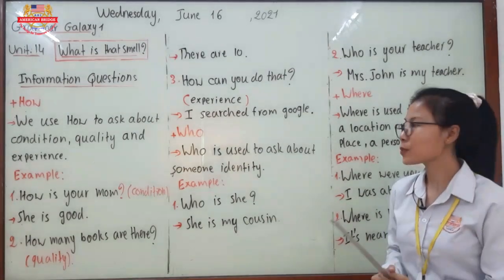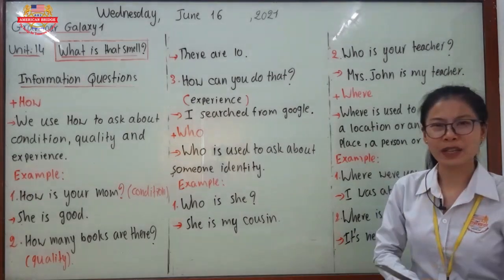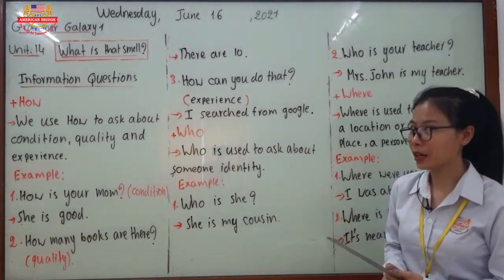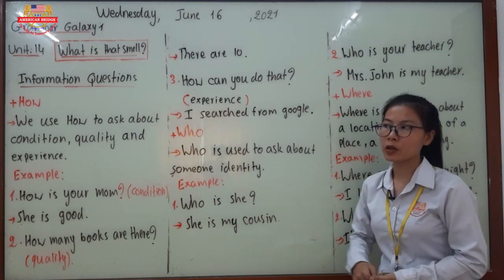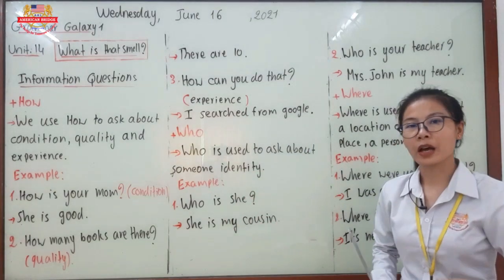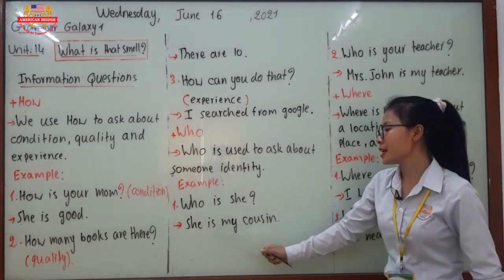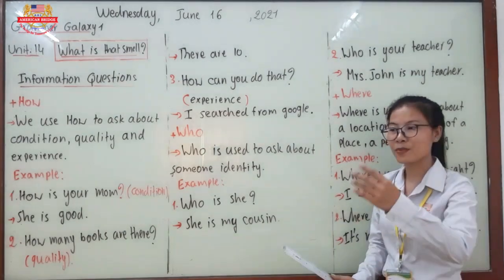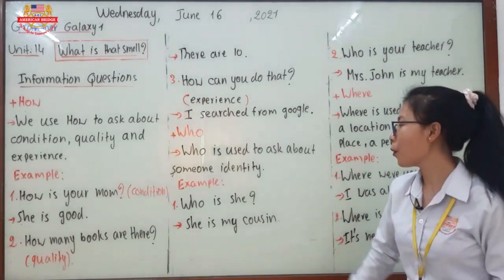Now let's go to the next one, which is who. When you see who, we refer to the question that you ask about someone's identity or another pronoun's identity, right? So who is she? You might ask, because you don't know that person, you ask your friend or maybe your partner, who is she. Then you say, she is my cousin. When you don't know someone, you want to know his or her identity, you can ask who, about who is she.